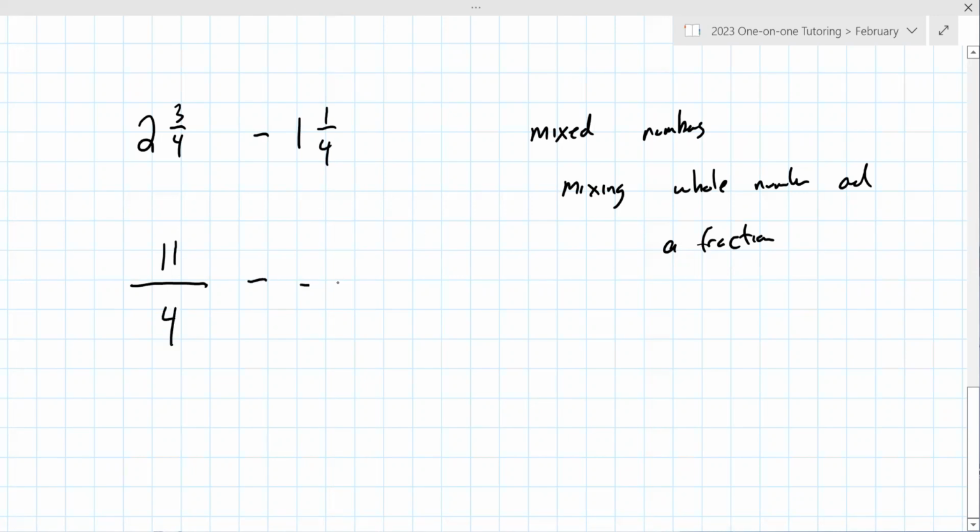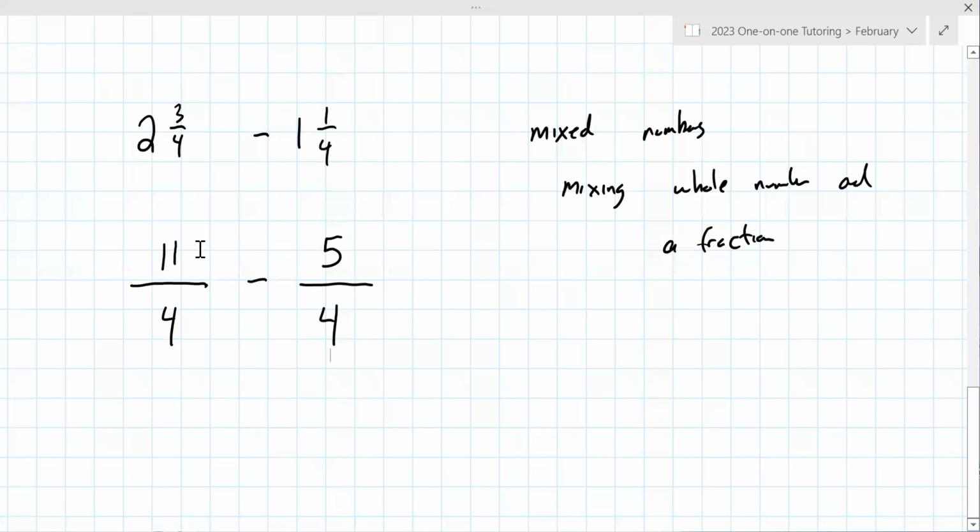Minus, and we've got to do the same thing here. 4 times 1 plus 1. What is the result of 4 times 1 plus 1? 5. 5. And what number goes on the bottom? The 4. Very good.